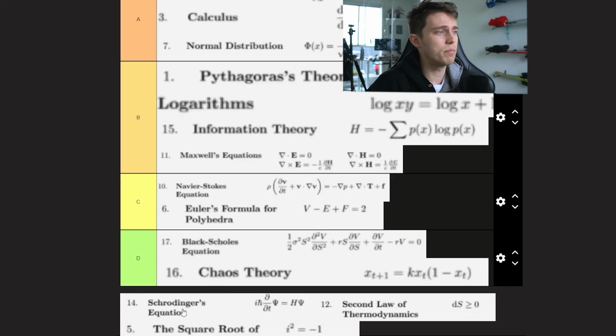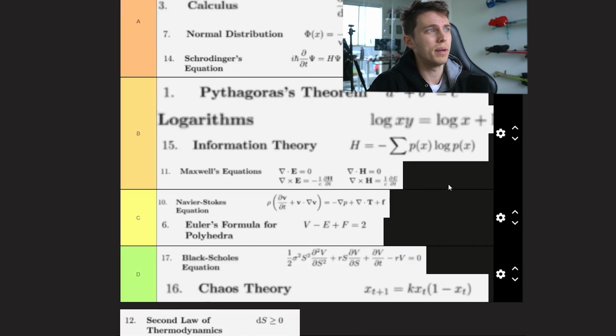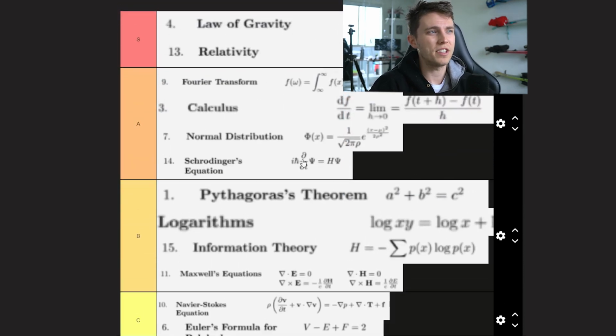So this one is pretty important, I think, especially for quantum computing and pure math. So I'm gonna put it into A, but I'm gonna put it low A. I still think it's a little more important than Pythagoras' theorem, even though that one's just iconic.